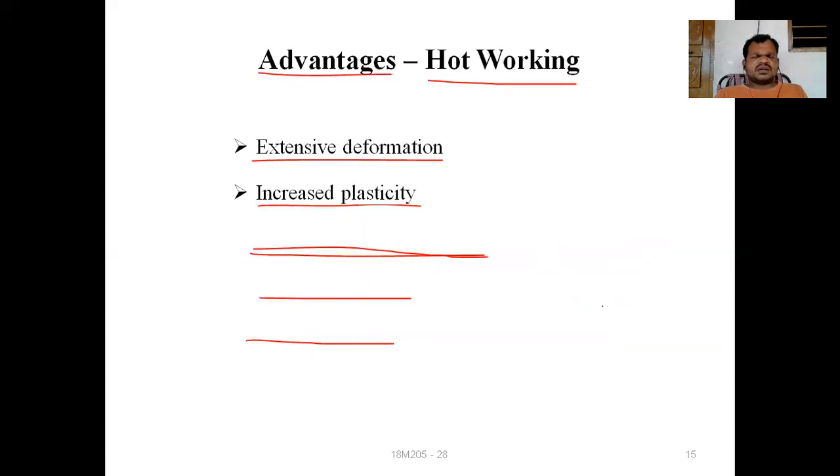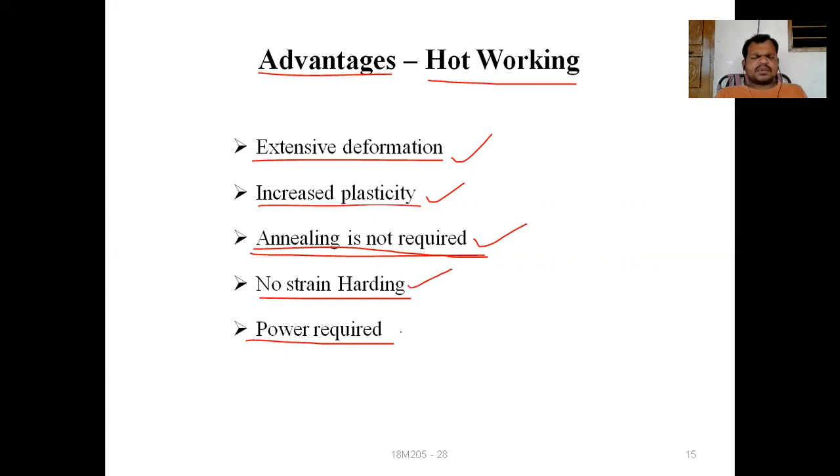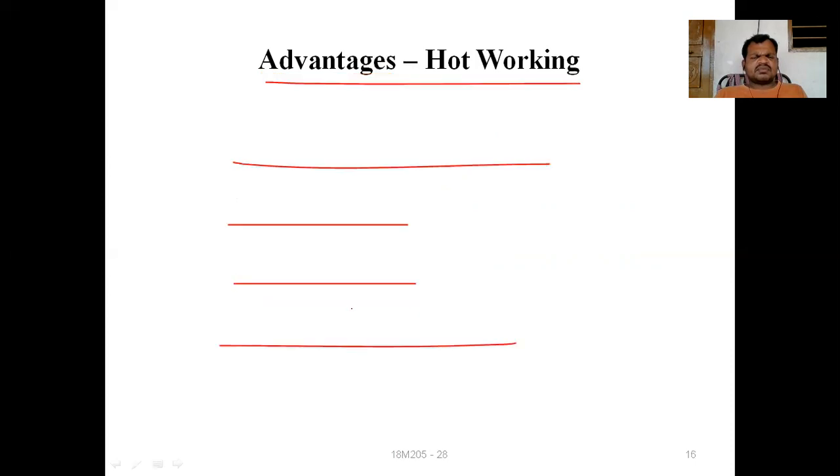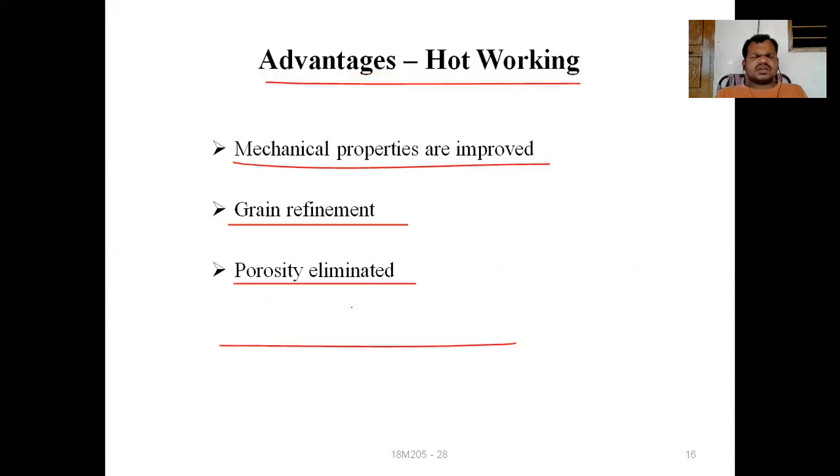Advantages of the hot working process: extensive deformation, increased plasticity, and annealing is not required. No strain hardening, but power required. So the advantage of hot working is that mechanical properties are improved.